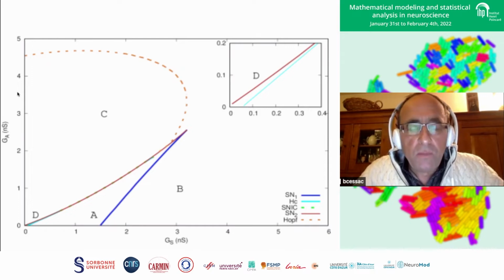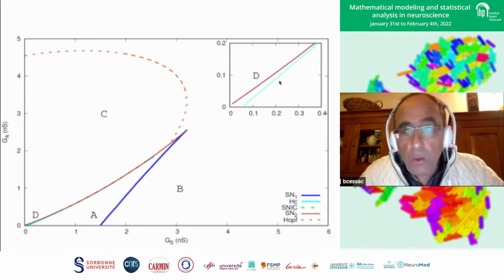And if you look at this bifurcation diagram, we have 4 regions, A, B, C, D, where D is very tiny, actually, so tiny that in the beginning we thought it was not important. In fact, it is absolutely fundamental. I'm going to come to that.